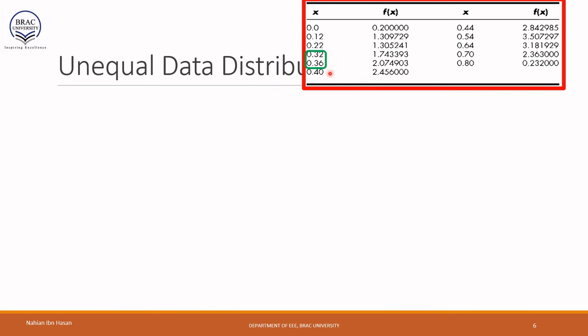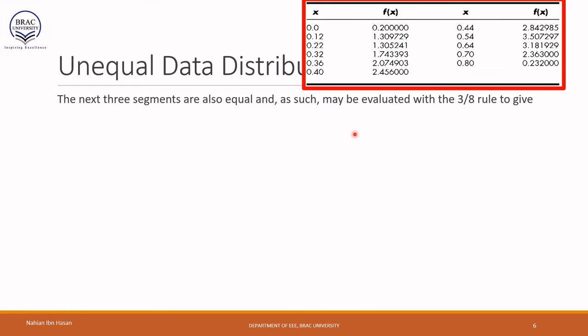has a width of 0.04, and the next segment also has a width of 0.04, and the next segment also has a width of 0.04. So we have in total three segments with a width of 0.04, so we can apply the Simpson's 1/3 or 3/8 rule, whatever you like. Let's say we use the Simpson's 3/8 rule for these three segments.